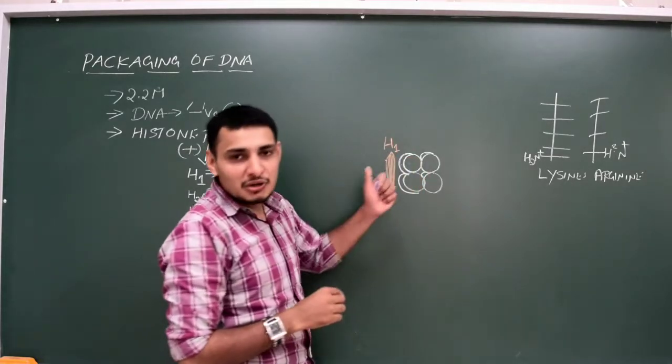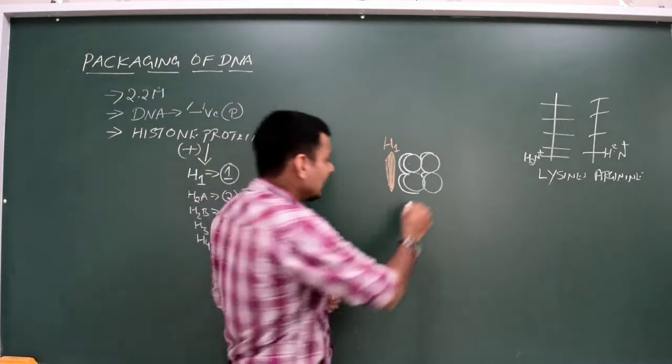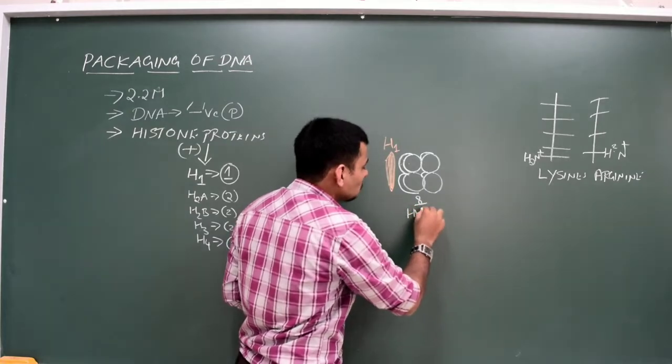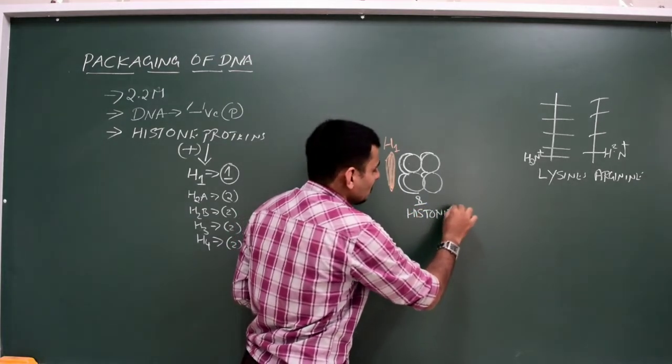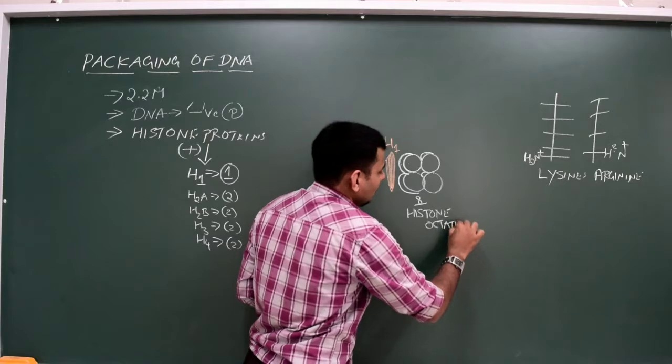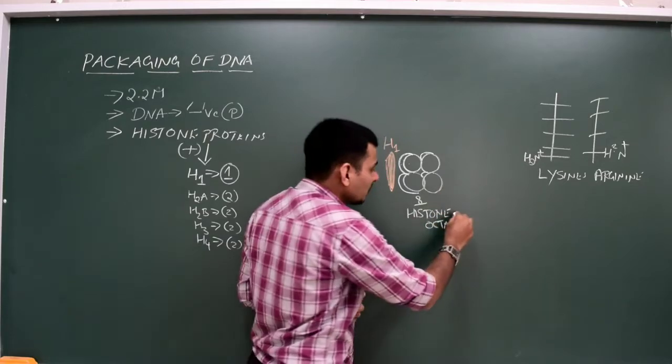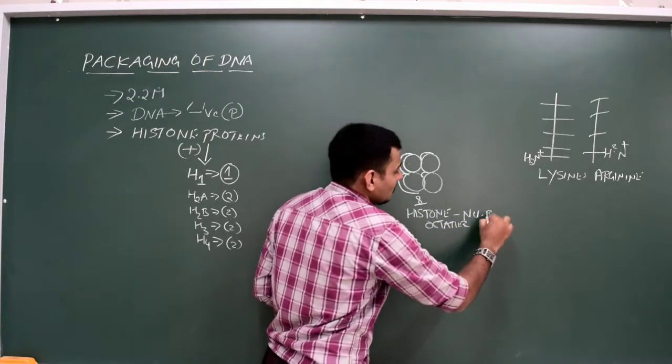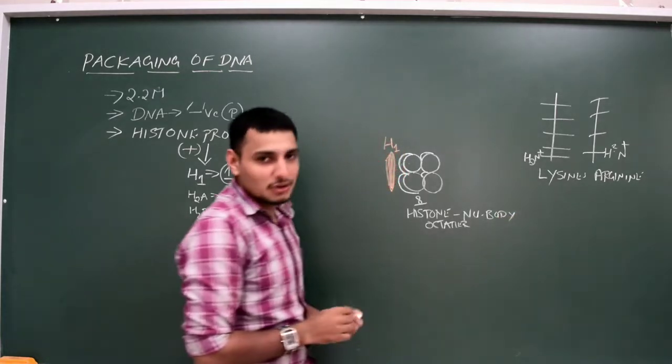Ultimately, how many histone proteins are there in total? 8. So we call it a histone octamer. Please remember this, histone octamer. It is also called, for your need, remember it, nu body. You can also call histone octamer as nu body.